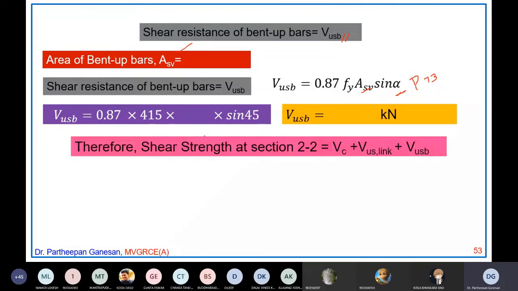So finally, therefore, shear strength at section 1.1 is equal to VC plus the shear resisted by the link or stirrups plus the shear resisted by the bent up bar.